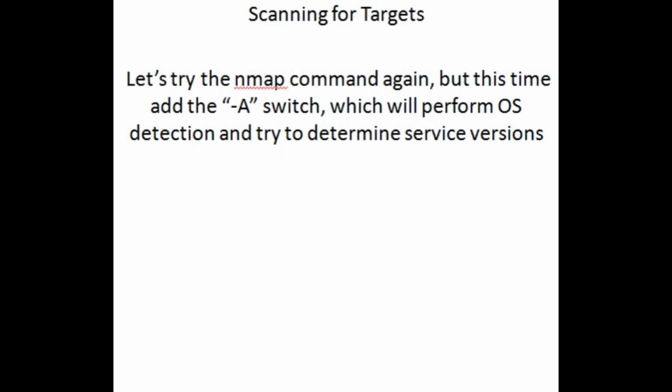Let's try the nmap command again, but this time with the -A switch, which will perform OS detection and try to determine service versions. Nmap will churn for a while as it tries to detect the actual services running on these ports. In a few minutes, you will see a screen that looks like this. For each port, we see the port number, service type, and even an attempt at the service software versions.